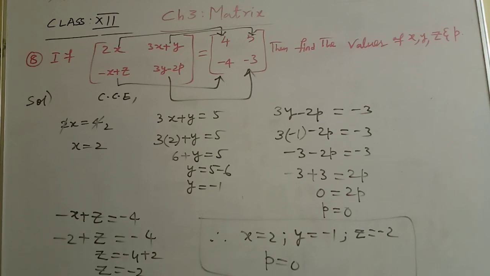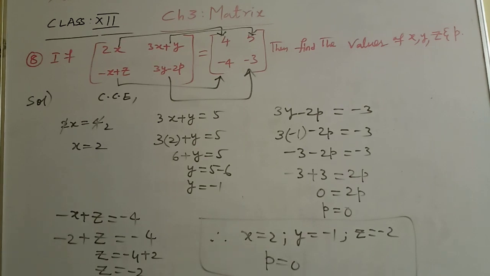So I hope you all understood this. X is equal to 2, y is equal to minus 1, z is equal to minus 2, p is equal to 0. Like this you have to solve when they are given equal, and these kinds of questions you may expect for 2 marks. And in this matrices chapter, chapter number 3, you are going to get only 3 marks, and then another chapter, determinants, also 3 marks, and the last one is going to be 4. Totally 10 marks you are going to get from the whole matrices chapters.